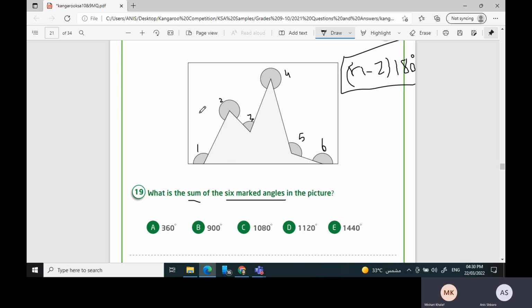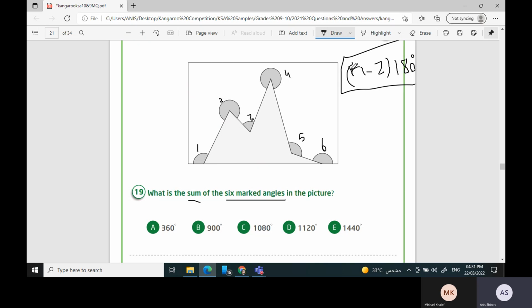Yes, but here they circle the angle that they want. So for example, they want this angle. Not the interior one, the exterior one, this one, this one, this one, all of our exterior angles. So this will make a small difference, but of course you are able to solve it. If you want to find the exterior angles, you can't apply the rule directly.